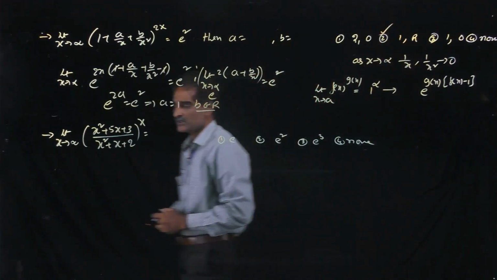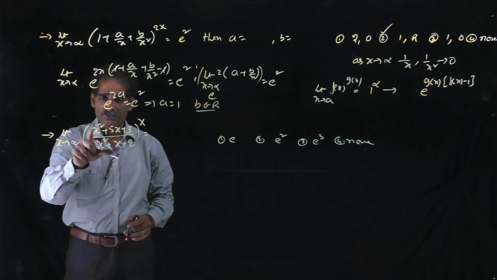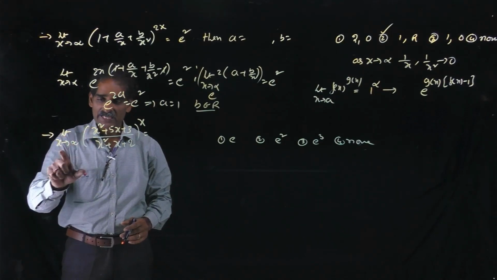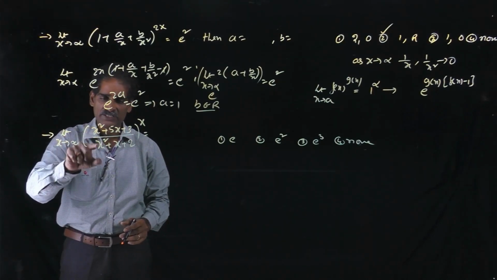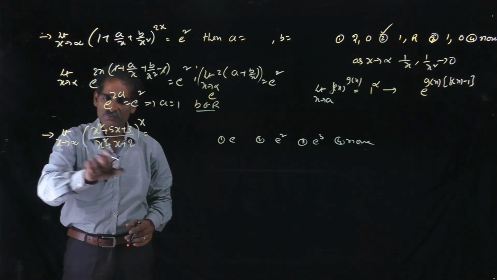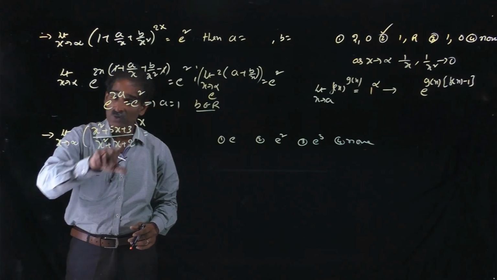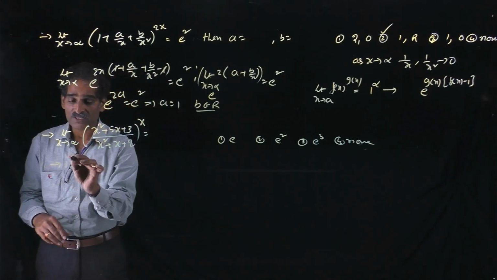Now come to this. As x tends to infinity, what about this base value? The degrees are the same. The numerator degree and denominator degree are the same. As x tends to infinity, the value of this is the coefficient ratio. Here the coefficient is 1, here 1. 1 by 1, so the value of this is 1. As x tends to infinity, this power is infinity. It is also in the form of 1 power infinity.